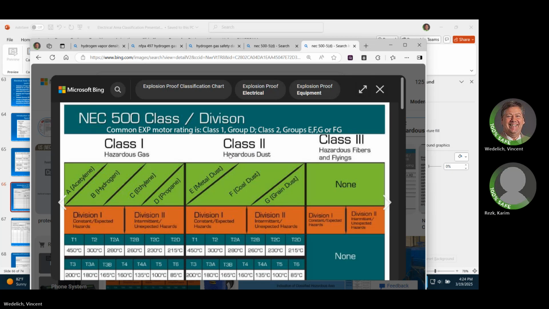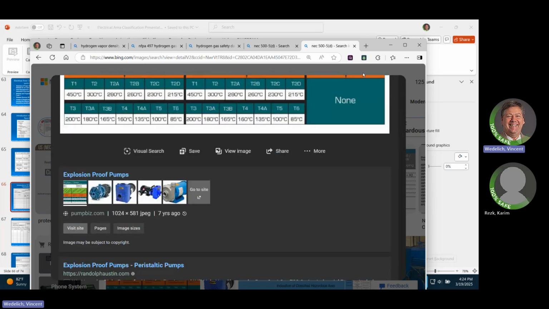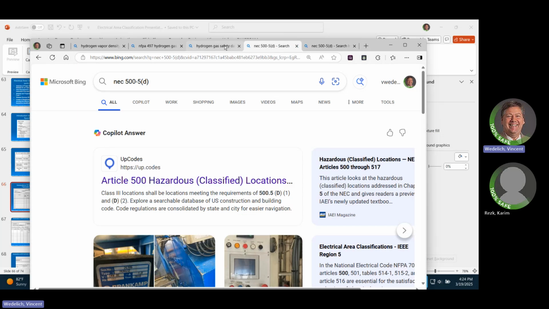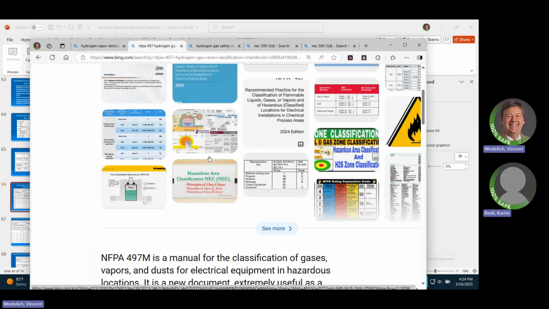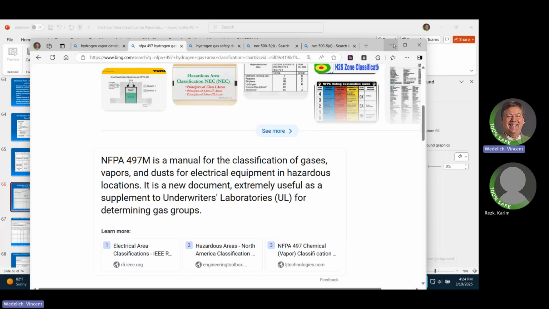So anyway, I'm flipping around these charts. I should be using actual real charts, right? But you get the idea, right? You would use an NEC. Let's see what else we got.